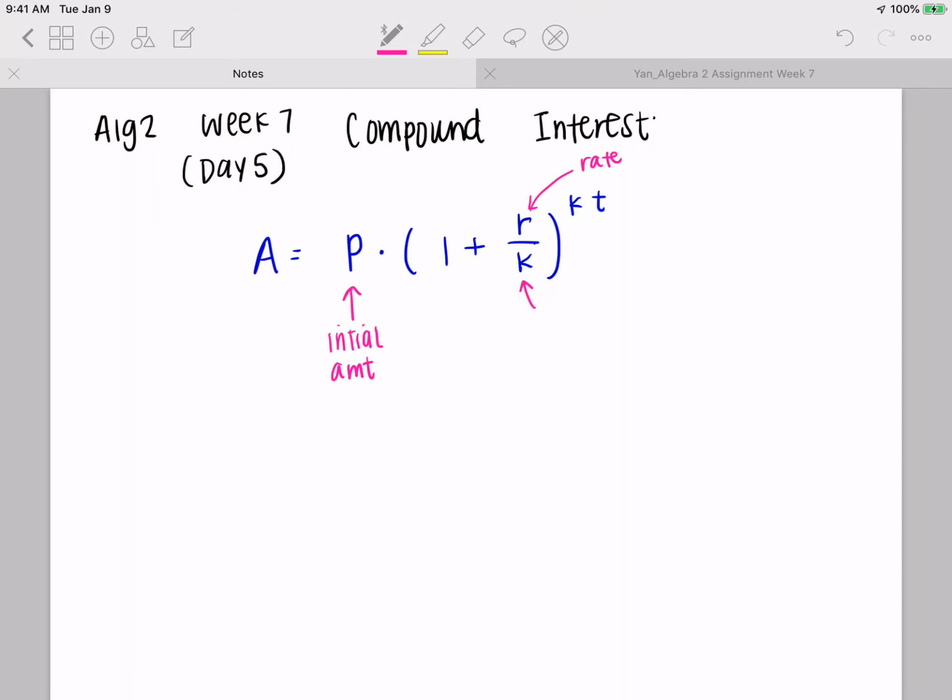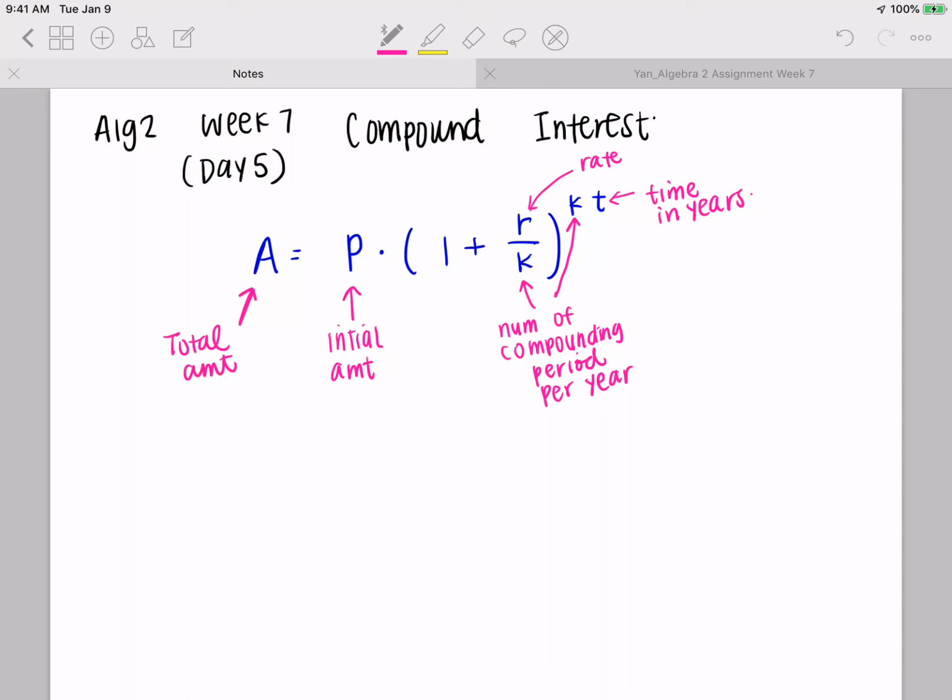And then K at the bottom is the number of compounding periods per year. I'll talk about that in a bit. And then K, again, it's the same K, I'm going to arrow it the same. And T right here is just time in years. And A right here is your total amount.